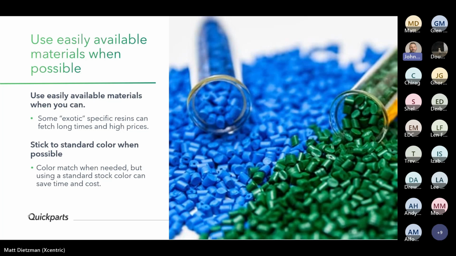And then tying back to Glenn, try to stick to standard colors, where you can. Obviously, black and natural are usually your 2 standards, but there are a lot of materials now that are coming out with other colors like reds, whites, greens, blues, yellows, and that. So that'll actually help you save cost and time instead of getting that stuff pre-colored and or mixed.